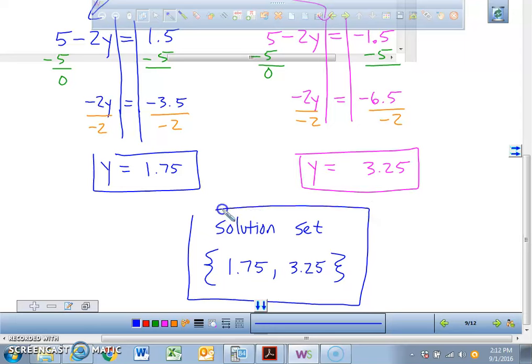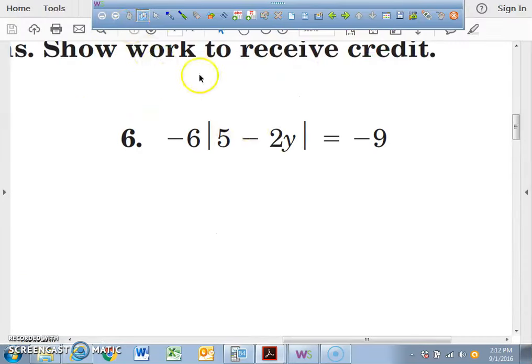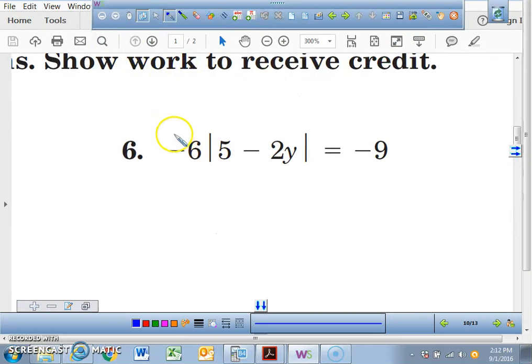But what if you're wrong? What if you messed up? Is there a way to check your answer? So we're going to check our answer, and we're going to use our nifty little graphing calculator to check our answer. Okay? So this was our original problem, right? This is what our original problem was.